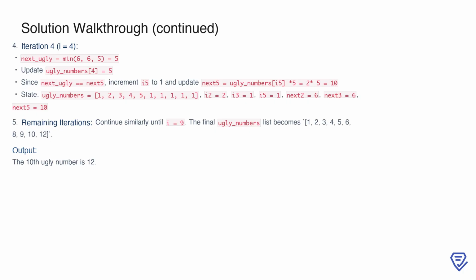Following this pattern, we continue iterating and updating the list based on the smallest value of the next multiples. Finally, after 9 iterations, the ugly_numbers list is fully populated as 1, 2, 3, 4, 5, 6, 8, 9, 10, 12. The 10th ugly number, which is the last element in this list, is 12.